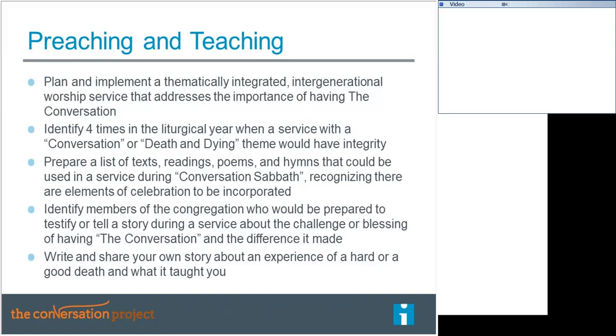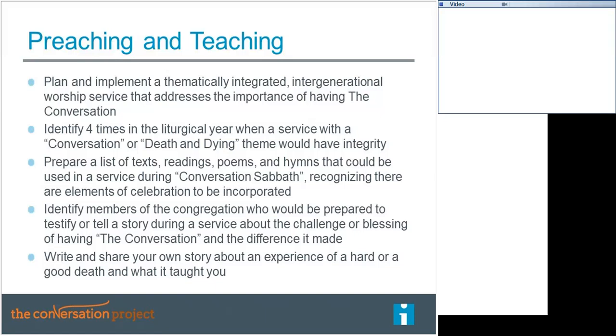We also know that stories matter so much. So as part of a service, you may want to think about identifying members of the congregation who would be prepared to testify or tell a story during a service about the challenge or blessing of having the conversation and the difference it made. And nothing is a better story than when you speak of your own story, about an experience of a hard or a good death and what it taught you.